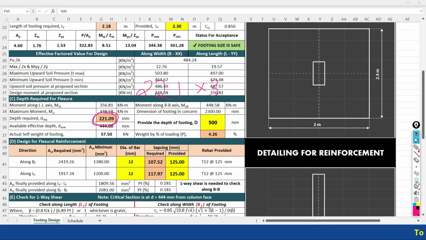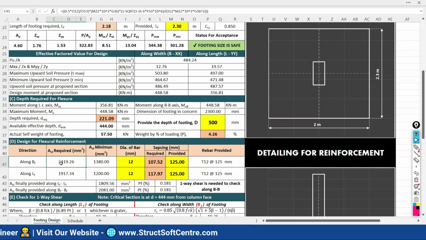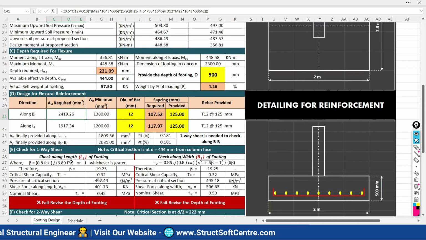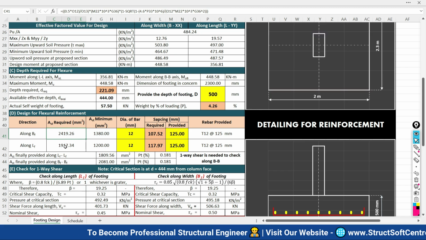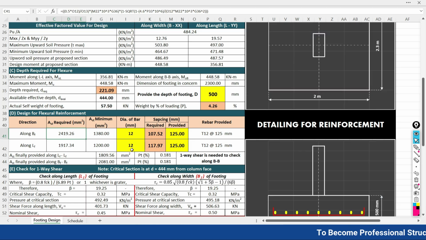Okay, so that's why I'm going to define it as 500. Later on, if there is a need to increase the depth, then I will increase, otherwise I will keep it as 500. Now, the area of the reinforcement required. So here the area of the reinforcement required is 2419 along the width and along the length 1917.34 mm square.